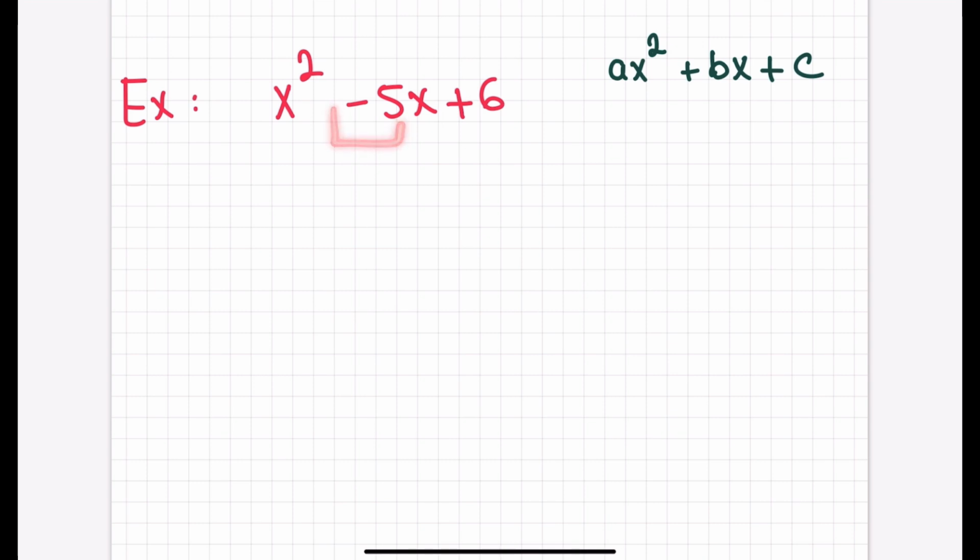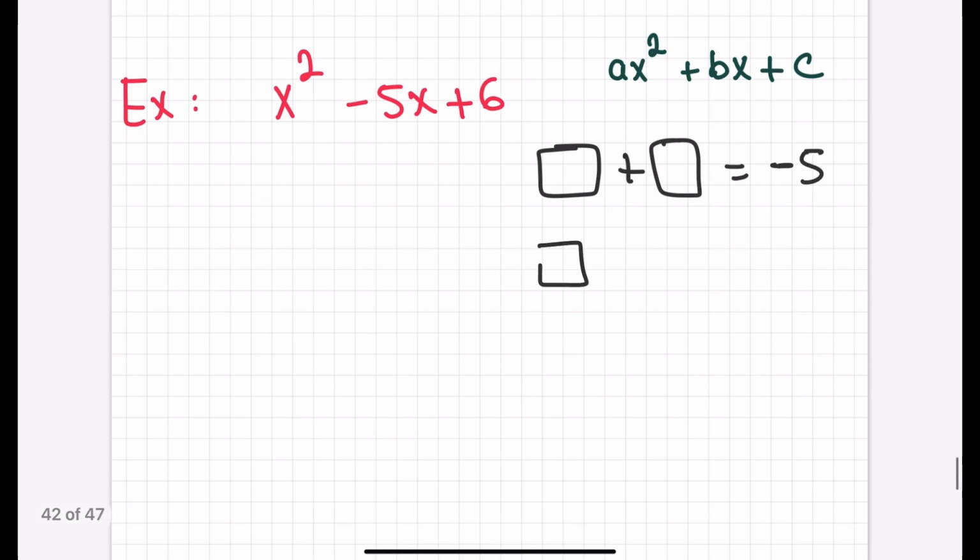Here I have negative 5 and here I have positive 6. So I'm looking for two numbers that when I add them together, it gives me negative 5, but when I multiply them together, it gives me positive 6. So let's think, what can those numbers be? I'm thinking about 2 and 3. If I add them together, it gives me 5, and if I multiply them together, it gives me positive 6.